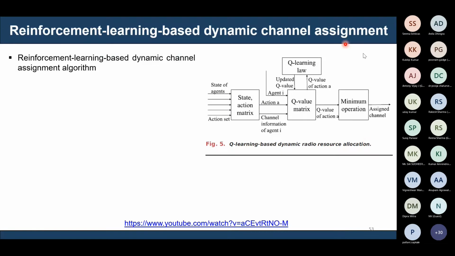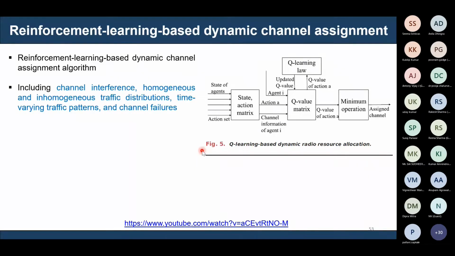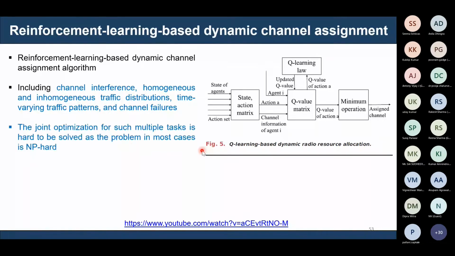This tutorial is available on YouTube if someone wants to take a look. So this is very good on YouTube. Correct. So by doing the Q-learning, it tries to minimize the channel interference. It takes care of different heterogeneous traffic and other channel failures. All these are taken care of by Q-learning.